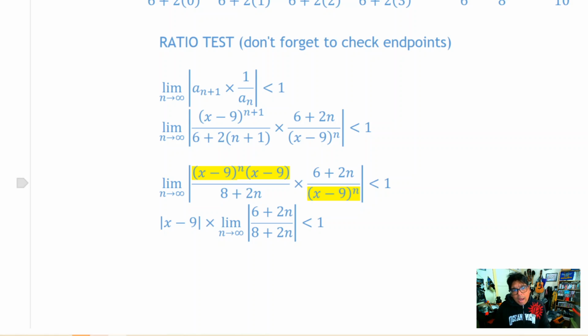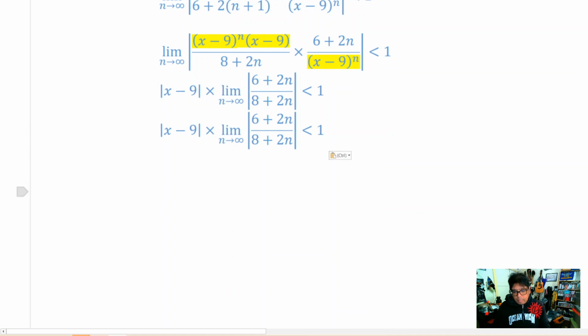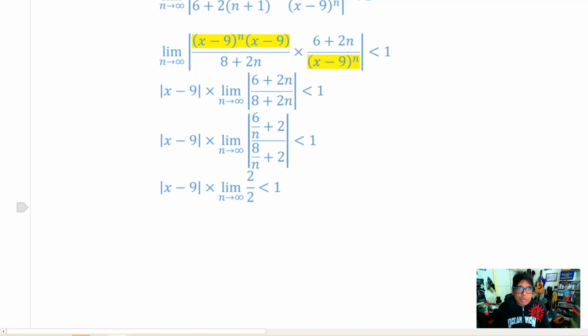And then now in that limit we will divide everything by 2n. Or no, we'll divide everything just by n. That's enough. And then simplify. And then now it's easy to see that this limit as n approaches infinity is going to be 2 over 2. And that limit is just 1.